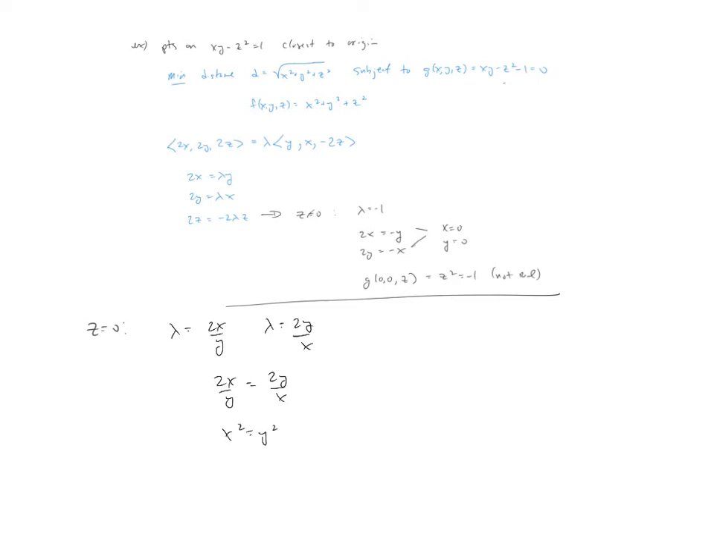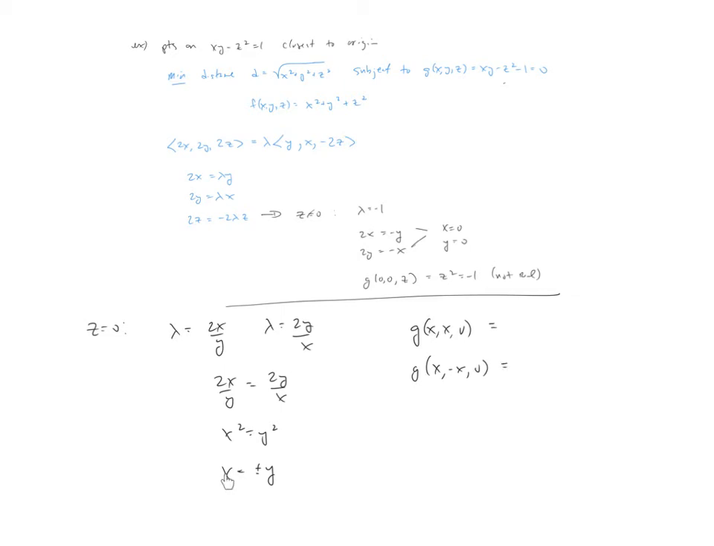x squared is going to equal y squared. In other words, x is going to equal plus or minus y. Now we have to be a little bit careful here because there are two possible outcomes. There's the outcome where we need to consider g of x0 as well as g of negative x0.